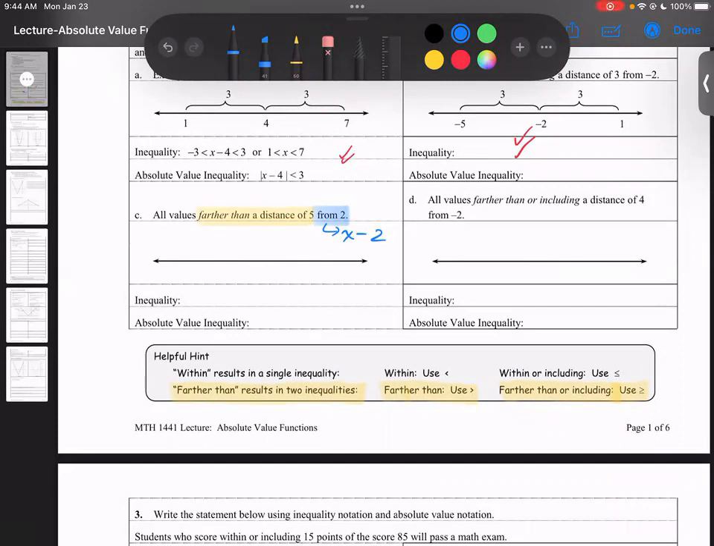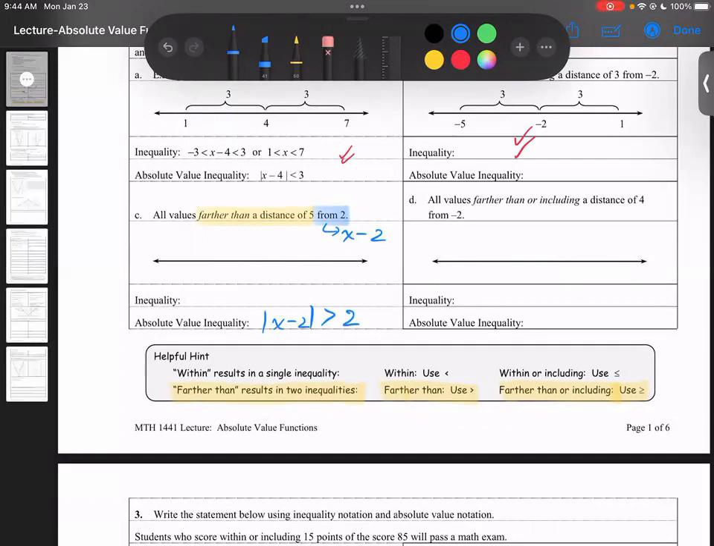For this case, I'm gonna do the absolute value inequality first. Maybe it's easier for you. So I have absolute value of x minus 2, and according to what I highlighted in yellow, we're gonna use greater than 5. Done.